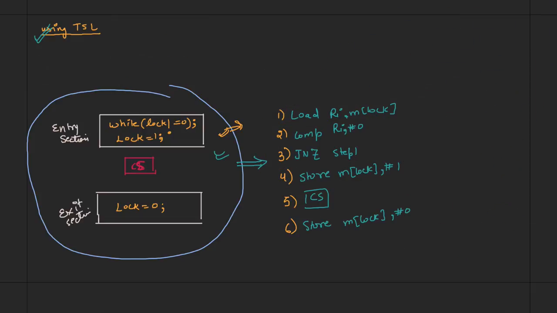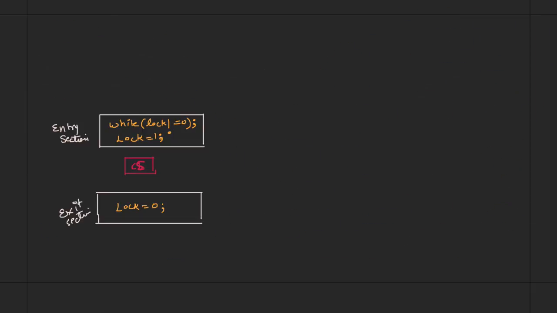That problem is called the problem of priority inversion. What is the priority inversion problem? Let us look at that. Assuming this is the critical section, this is the entry section, and this is the exit section.